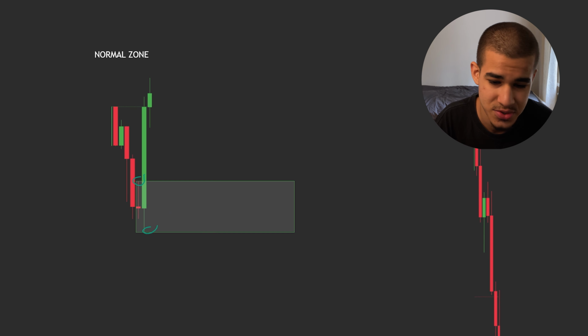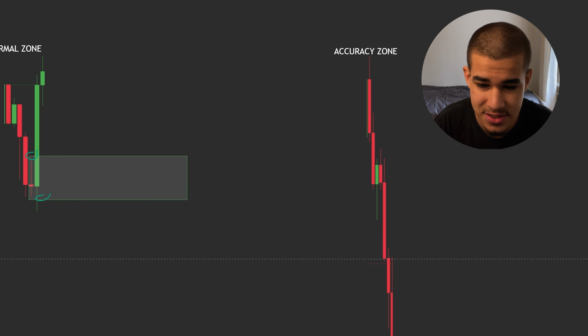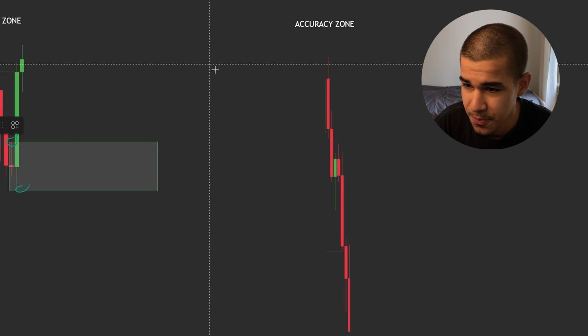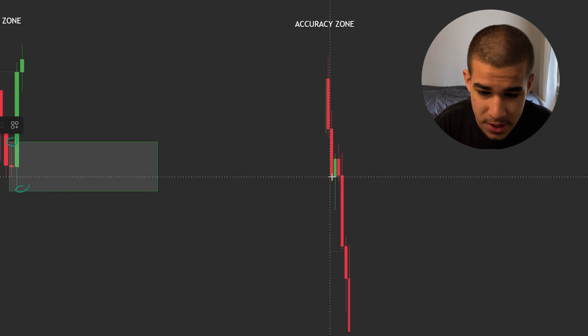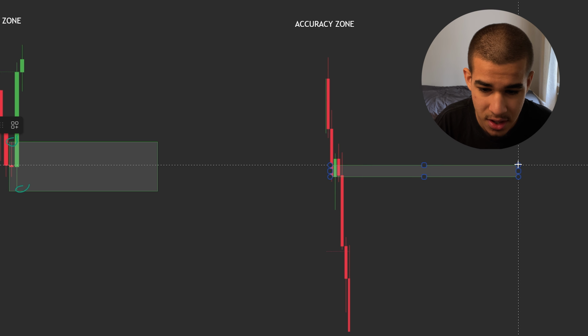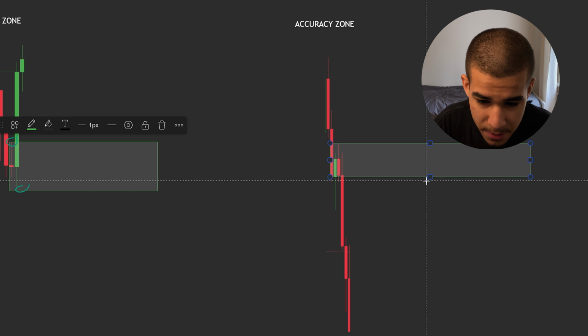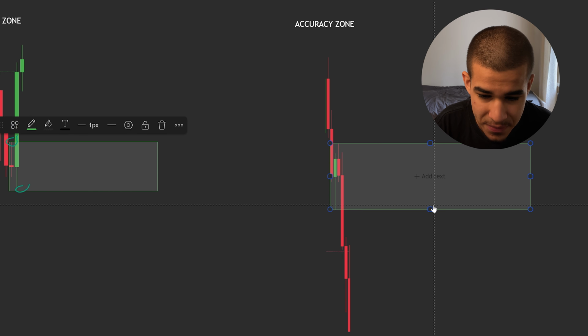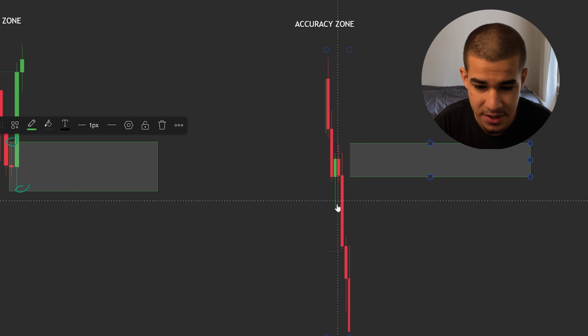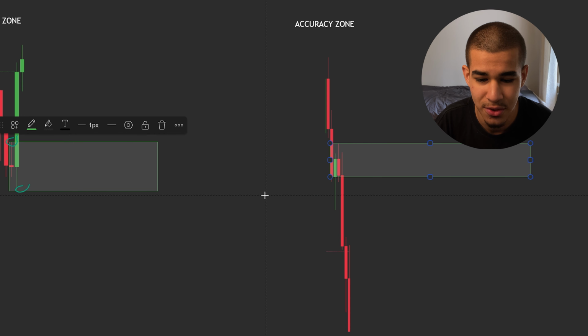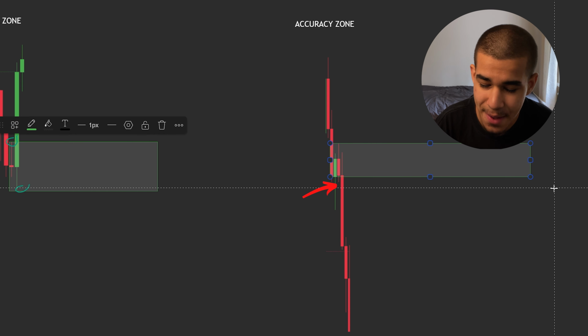Now on the accuracy zone, I'm going to explain everything in more detail later, but right now I'm just going to go over the basics. As you see, on the accuracy zone, you would draw it out from just the body after the strong push down. On a supply zone example, this is a demand zone example, you draw out from the body and not like this. And the reason for that is because the wick of this bullish candle went further than the next candle.